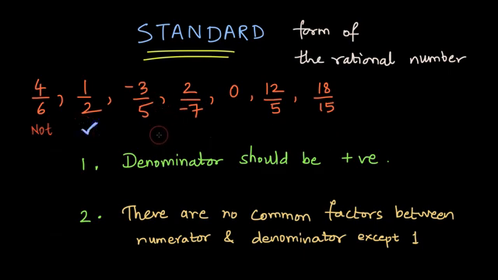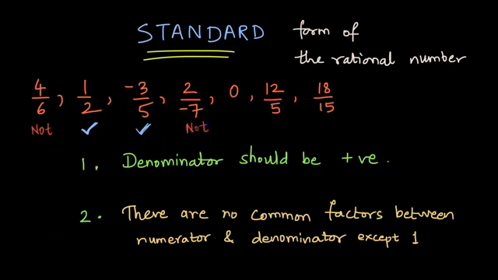If we look at minus 3 by 5, the denominator is 5, which is positive, and there are no common factors between minus 3 and 5. And that's why minus 3 by 5 is also in the standard form. What about 2 by minus 7? Denominator has a negative sign and so 2 by minus 7 is not in the standard form.